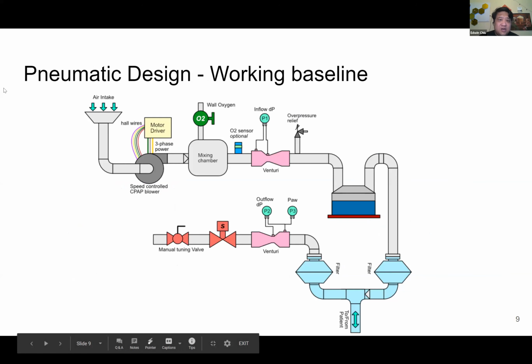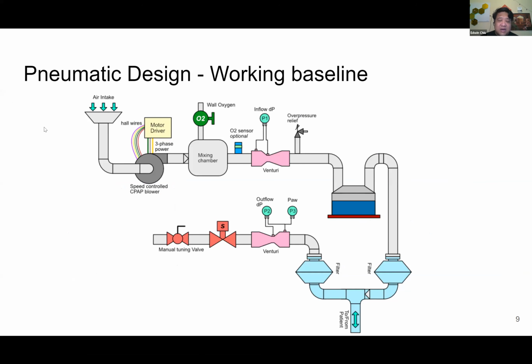All right. Next slide here we have is our working baseline of the pneumatic design of the ventilator. We have an air intake coming in here, which is pressurized by our CPAP blower, which is our pressure source. It goes through a mixing chamber where additional oxygen can be added as well. There's an optional O2 sensor, but we're not sure if we're going to provide that yet. The O2 sensor costs about 1/5 of the entire ventilator parts cost. So that's something that's still being considered.